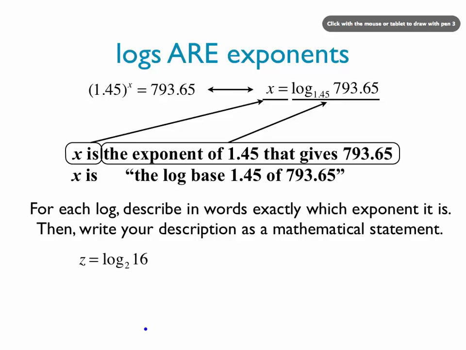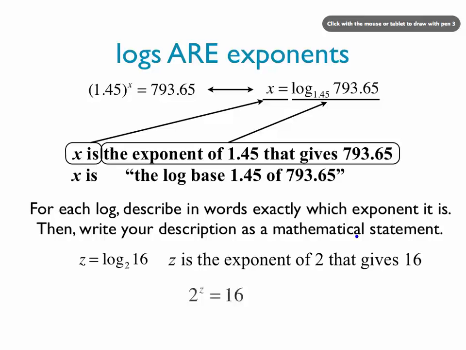Okay, Nina, tell me. Z is the exponent of 2 that gives 16. She wants Z is the exponent of 2 that gives 16. Okay, so, Shola, what's a mathematical statement we can set up that reflects that Z is the exponent of 2 that gives 16? That's it.